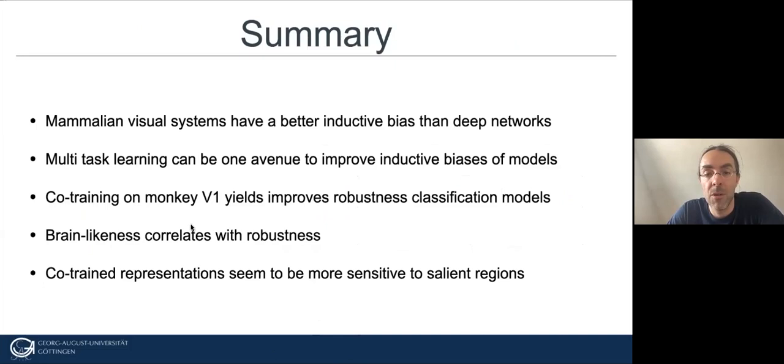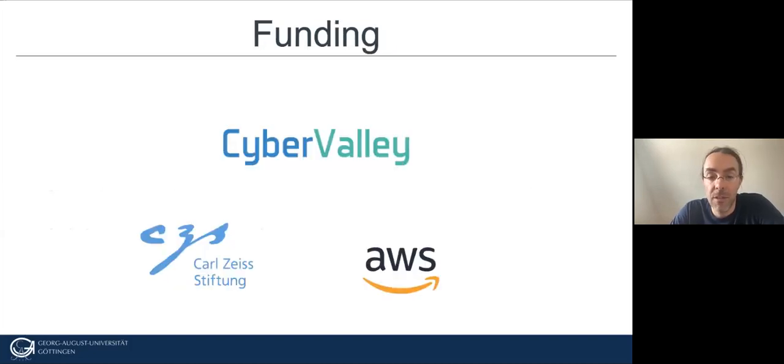That's it. What I hope to convince you of, or at least motivate today, is that mammalian visual systems have a better inductive bias than deep networks, which is one of the reasons that they perform better and generalize better. That multitask learning might be one avenue to improve the inductive biases of models, and also to understand the difference between brains and artificial networks. That co-training on Monkey V1 yields robustness on classification models, that the more brain-like it is, the more robust it becomes, and that co-trained representations seem to be more sensitive to salient image regions. Here is some funding for this work.